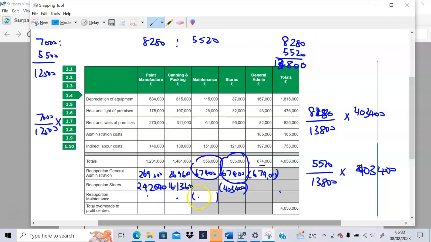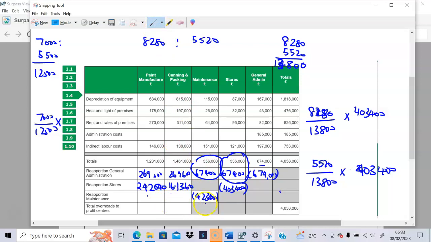This is now the total maintenance cost we need to split. So let's find that. 356 plus 67,400, which is 423,400. Sorry, I made an error there. I put that in the wrong box. That's 423,400.